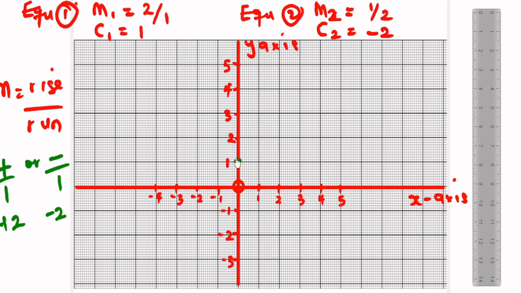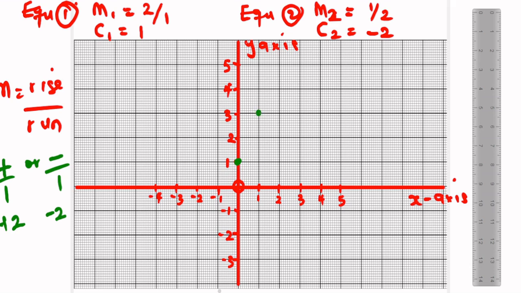Let's do it again. C1 is what? 1. Now M1 is what? 2 over 1. So rise twice, 1, 2. Run once, which is to the right, 1. Then we put our point here.